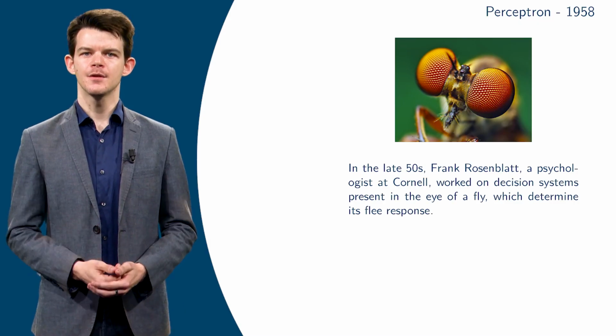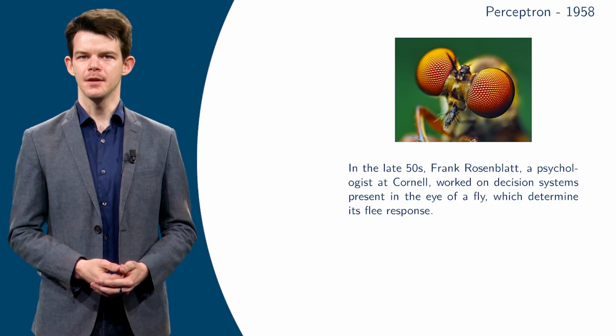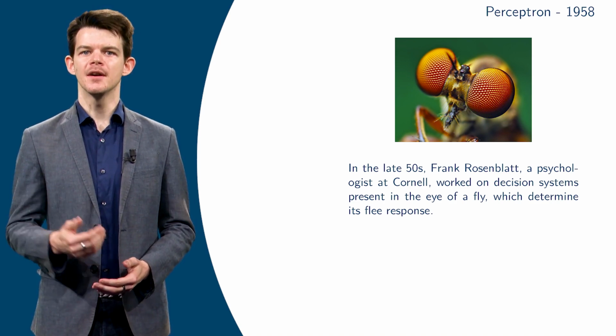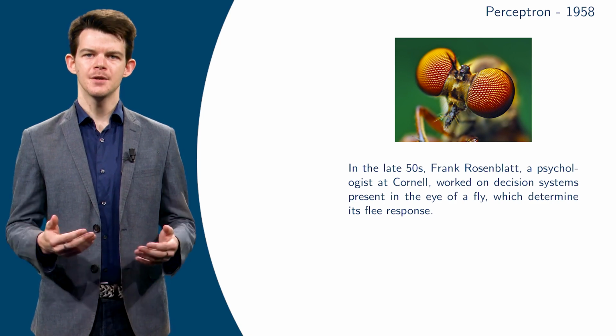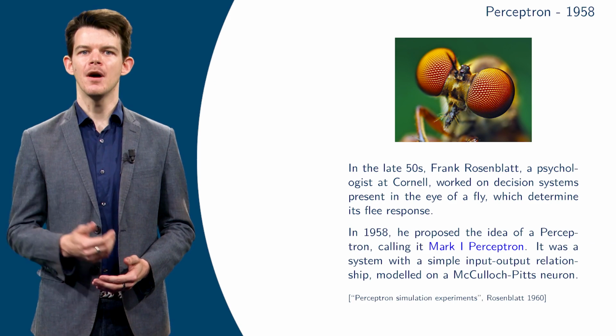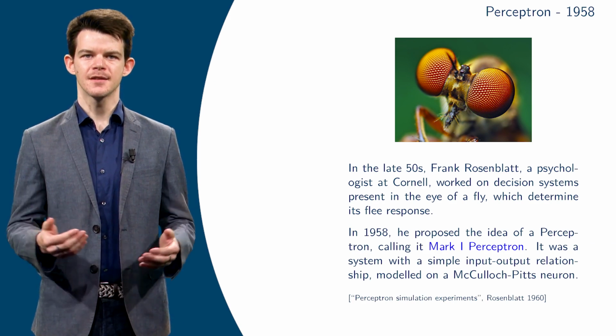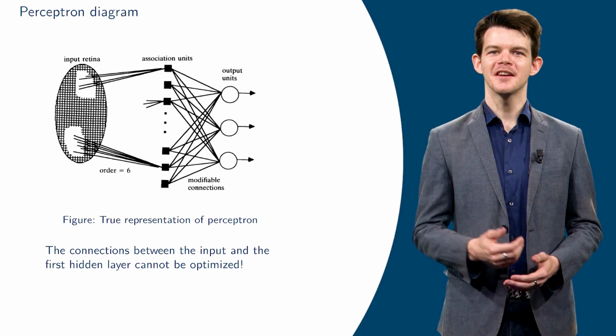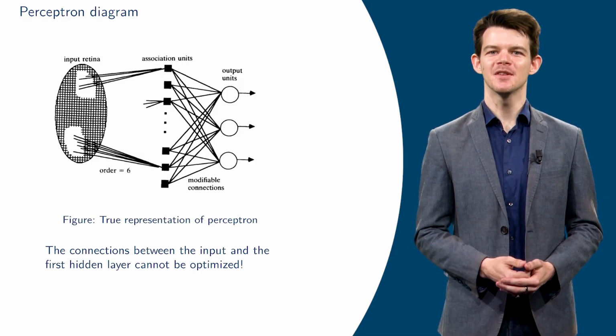In the late 50s, Frank Rosenblatt, a psychologist at Cornell, worked on decision systems present in the eye of a fly, which determine its flee response. Later on, in 1958, he proposed the perceptron algorithm, calling it Mark I perceptron. This system is based on the neuron developed by McCulloch and Pitts. More precisely, here is a representation of the perceptron model.